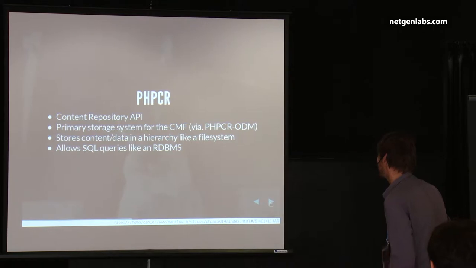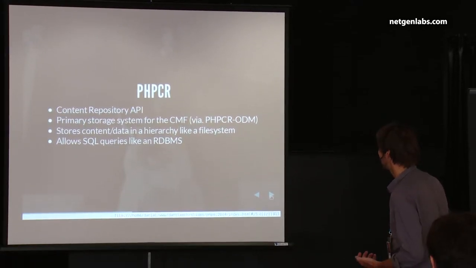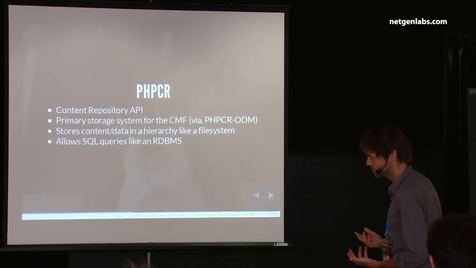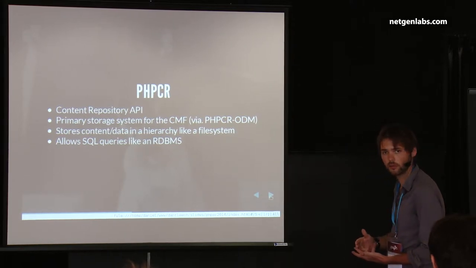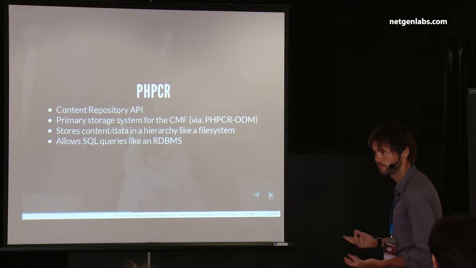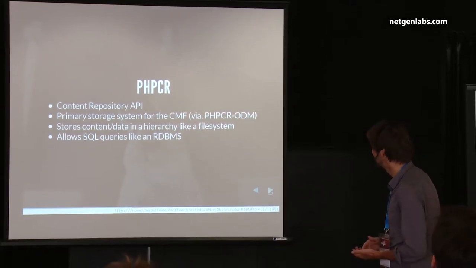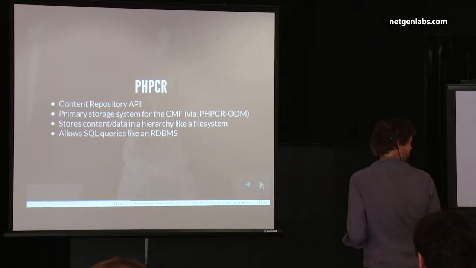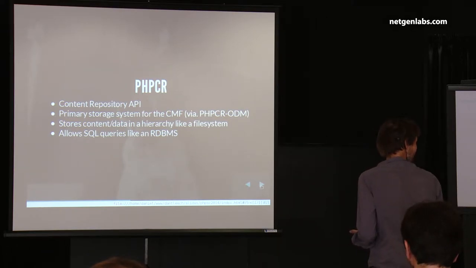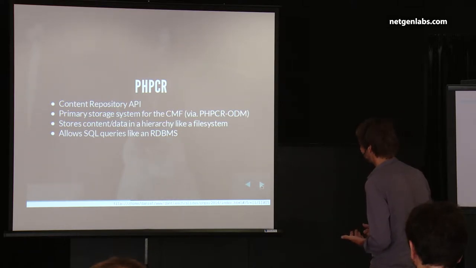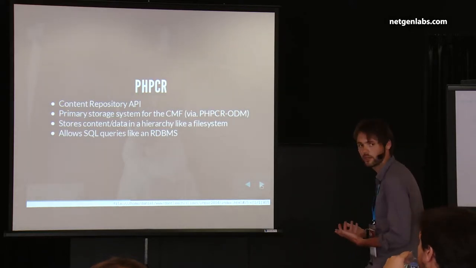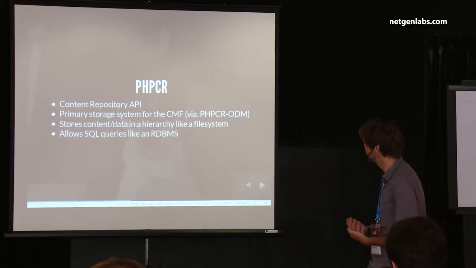Okay, so PHPCR is a content repository API. So it's basically just a set of interfaces that you implement, and it gives you a way of storing content in a hierarchical manner, of querying content with SQL queries. It gives you versioning, it gives you workflow management, and quite a lot of other stuff. That's most of it. I think I probably missed some important things as well, but it does an awful lot of stuff. And anything can implement this API in PHP. But the main implementer at the moment is Jackalope.